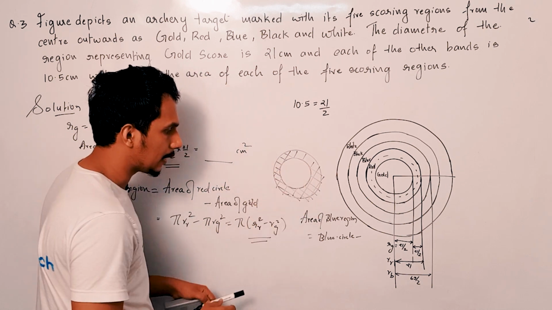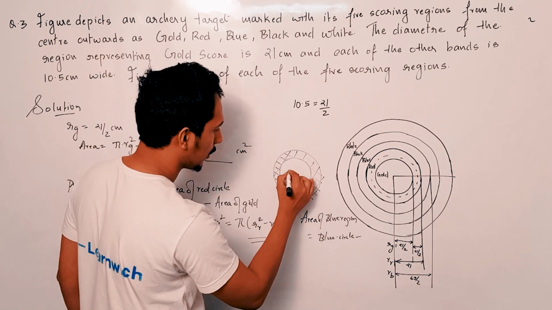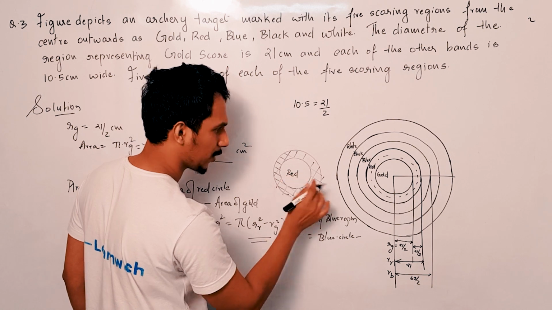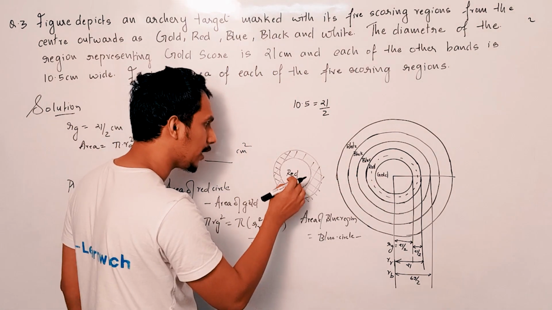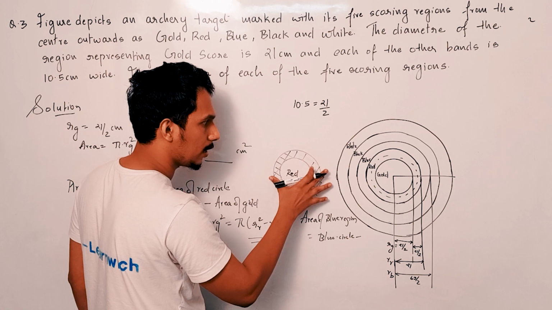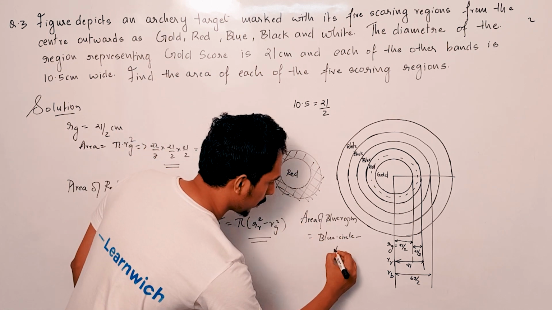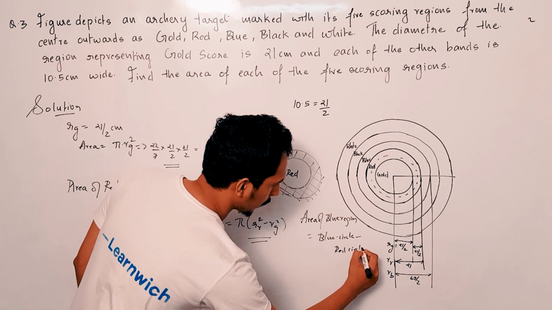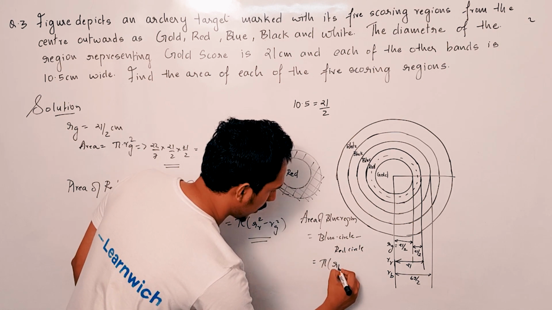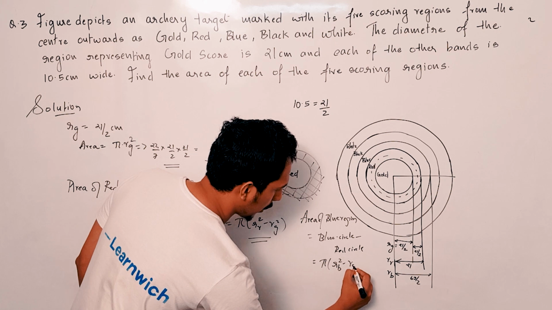The whole circle you can delete. You can say that this total is red. Don't mind the gold, it's already included. So the total blue circle minus the red circle will give you blue region. So blue circle minus red circle. So your answer will be pi into RB square minus RR square.